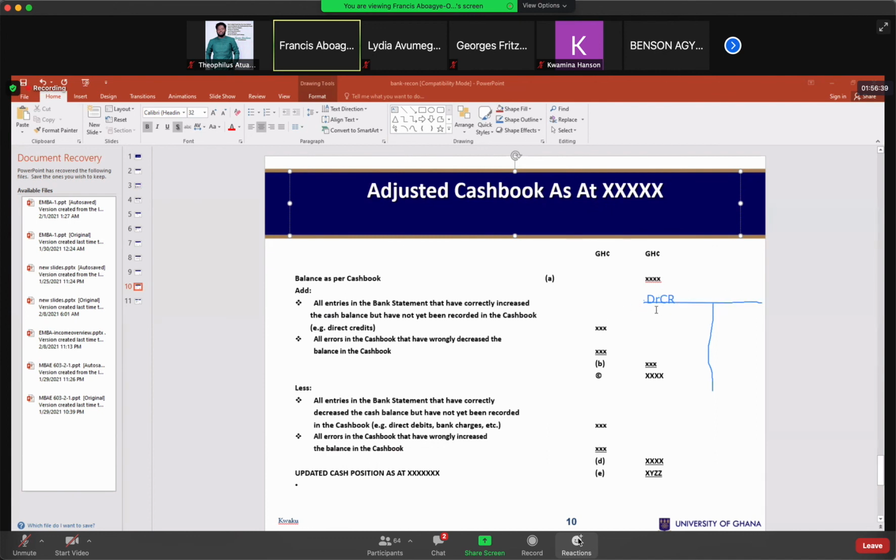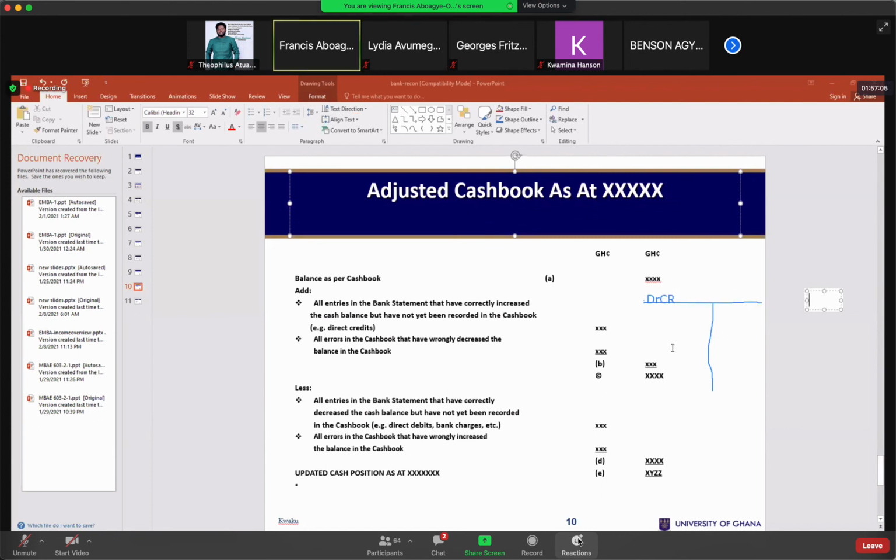Okay, so the DR is at the left, so the CR should be at the right. Let's assume that the CR is at the right. So we have the debits and we have the credits. Is that okay? Yes, sir.